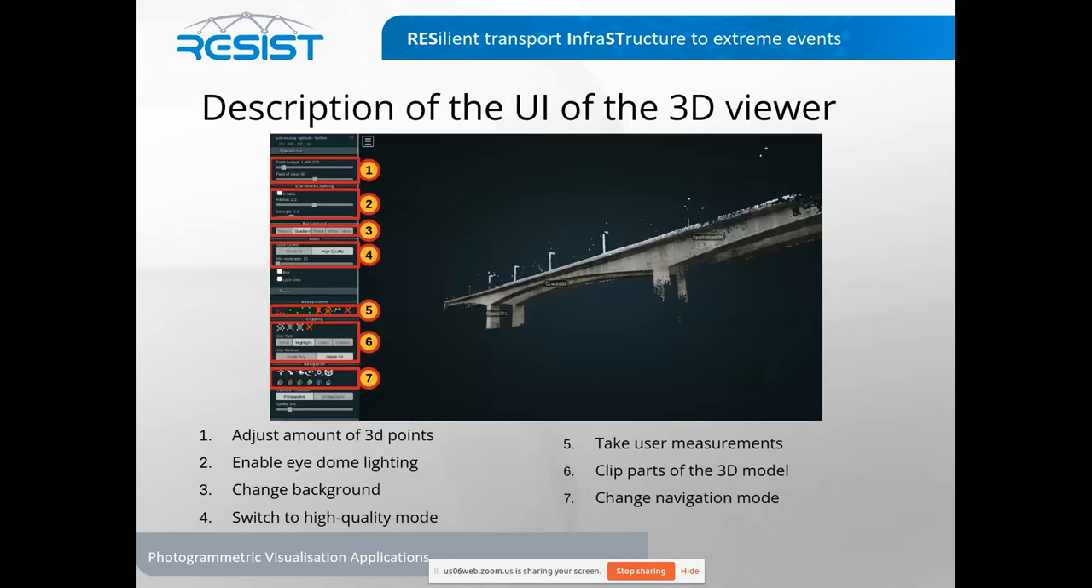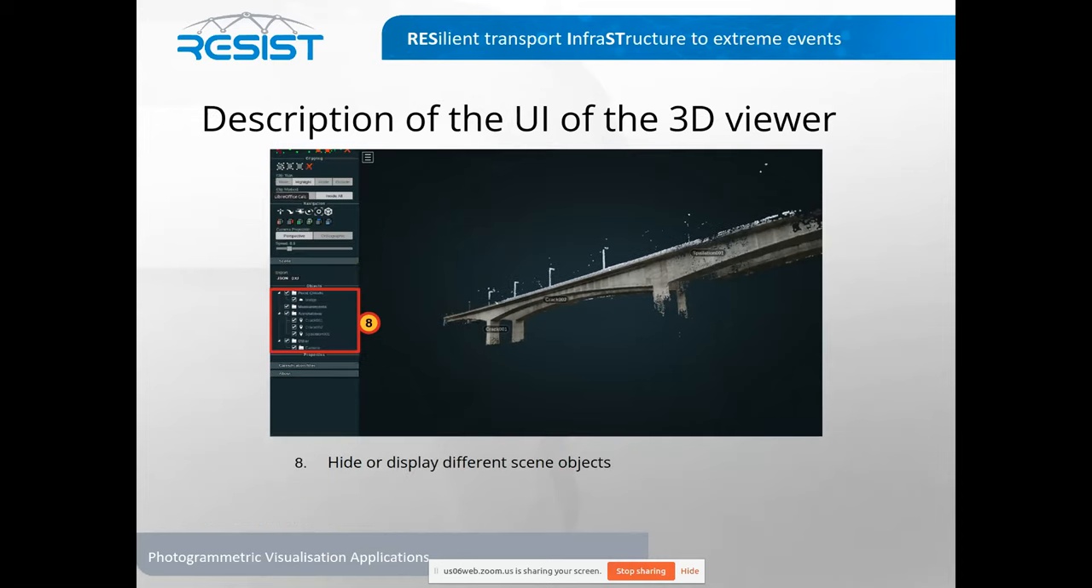Right, now here, this is an example of a processed point cloud. In this case, the bridge visited in Greece. We can see the menu on the left-hand side. In the appearance section, which is on top, the operator can adjust the amount of 3D points seen, enable the EDL lighting rendering option, select a different background for better contrast, and switch to high quality mode or increase individual point size. In the tools section, the user can take measurements, clip different parts of the 3D model, and change the navigation mode and viewpoint. Examples for these different modes include earth control, flight control, helicopter control, or orbit control.